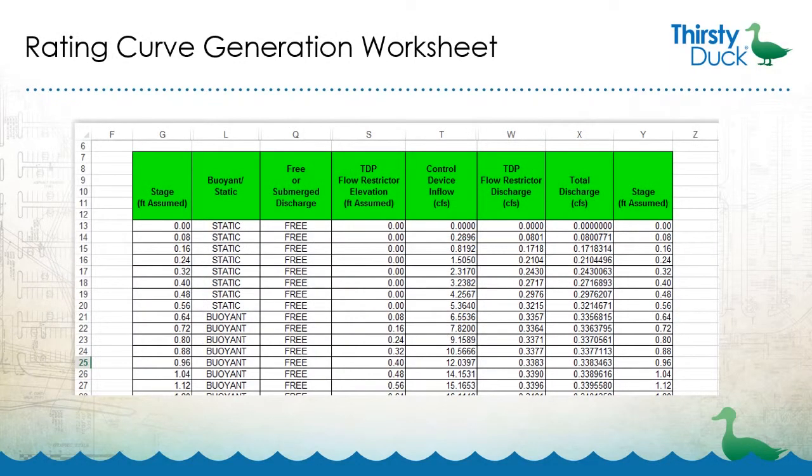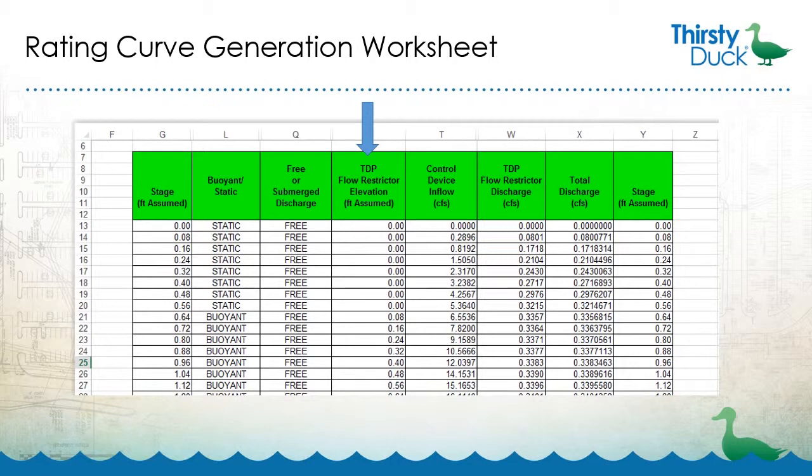The rating curve generation worksheet calculates the stage versus discharge relationship based on the inputs on the Data Entry tab. The stage column indicates the water surface elevation. The buoyant static column indicates whether Thirsty Duck is resting on its nest or whether Thirsty Duck is floating. The free or submerged discharge column indicates whether Thirsty Duck's flow restrictor is producing a free discharge or is functioning as a submerged orifice.